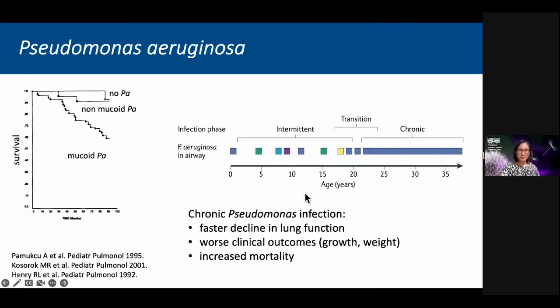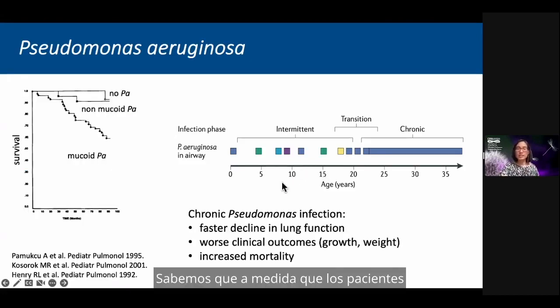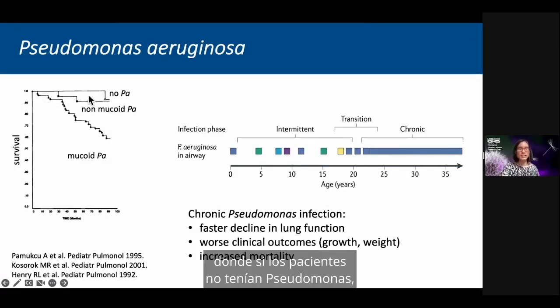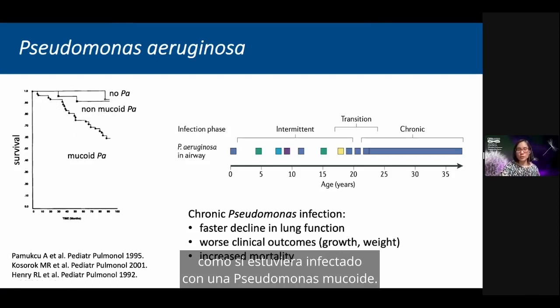So we know that as patients develop chronic infection, poor outcomes result from that. This is an example from an old study, several decades ago, where if patients did not have Pseudomonas, their survival was the best. And if they had Pseudomonas but it was not mucoid, it was a little bit less good, but not as bad as if you were infected with a mucoid Pseudomonas.